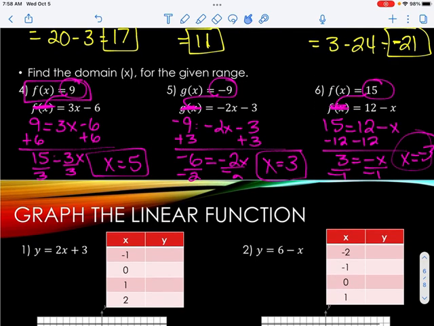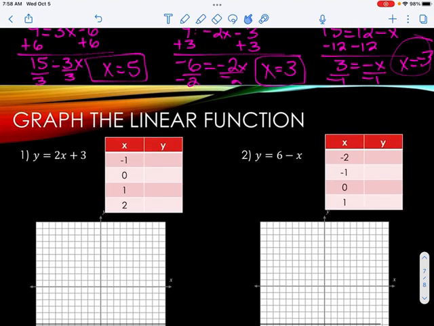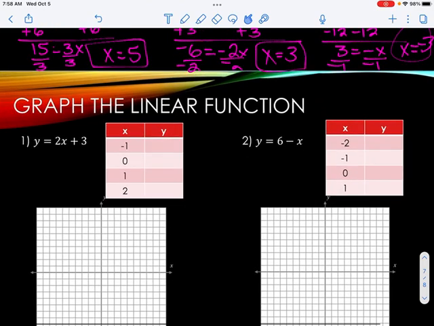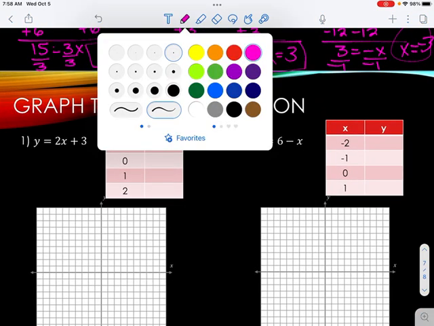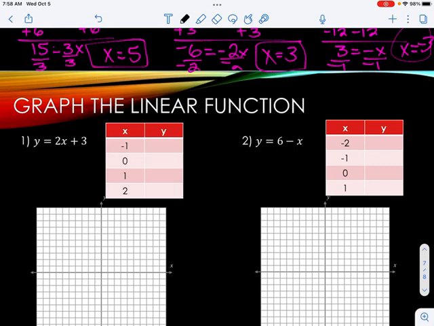Now, what is this going to look like on a graph then? So what we do is there's 2 ways we can write this. I wrote it as y equals. You could also write this as f of x. So over here, if you wanted to, you could write f of x is equal to 2x plus 3.